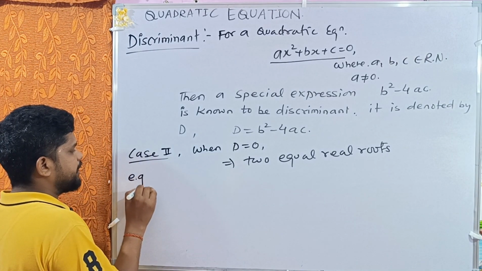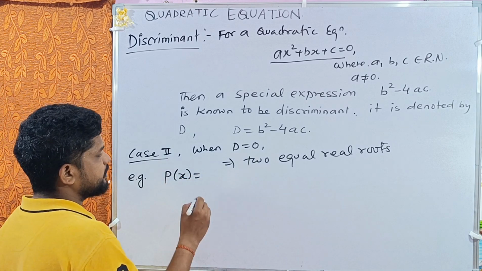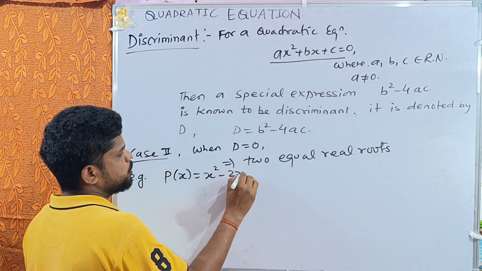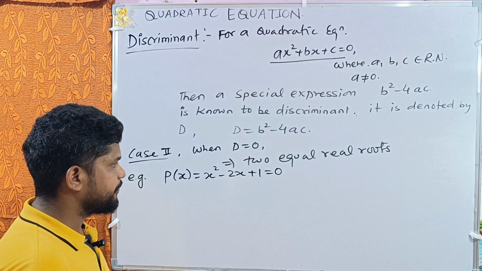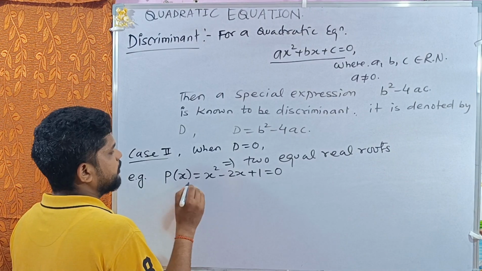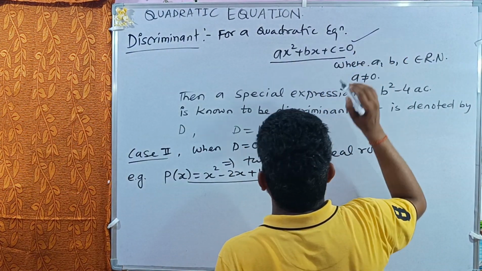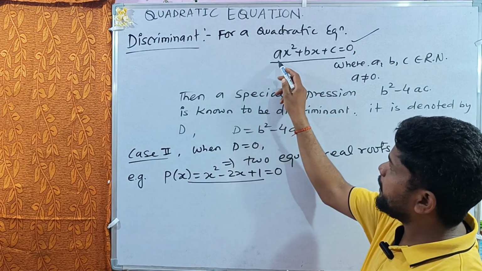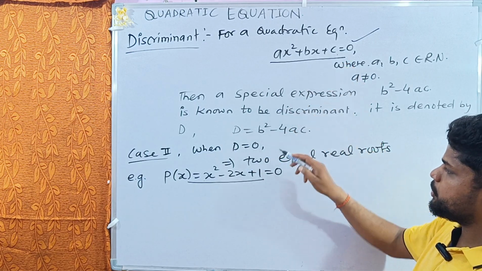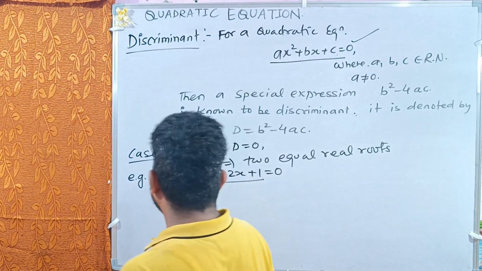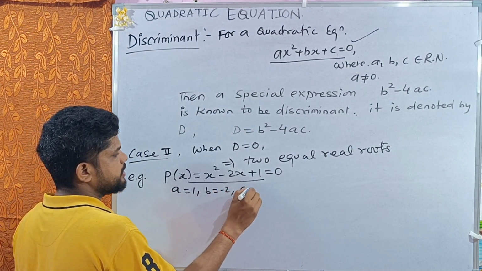For example, if I define the quadratic polynomial p of x = x square minus 2x plus 1 equals 0, this is our quadratic equation. Here, if we compare our quadratic equation with the standard quadratic equation, we will get the value of a equal to 1, the value of b equal to minus 2, and the value of c equal to plus 1. So here a is 1, b is minus 2, and c is 1.